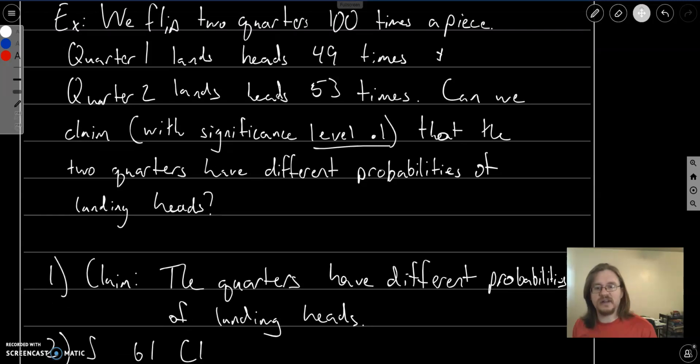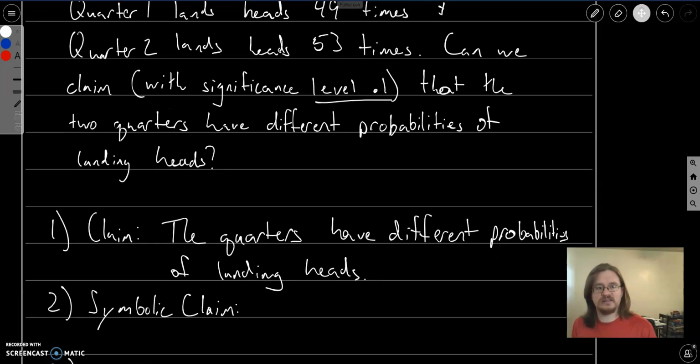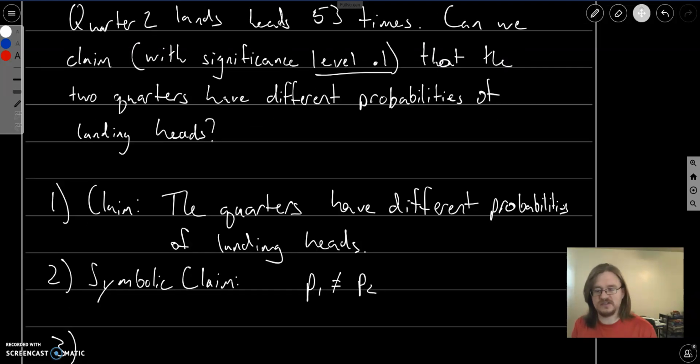And sort of symbolically, what this means is that the two probabilities or proportions that these quarters will land heads, P1 and P2, symbolically we're saying that they're just going to be different, so they're not going to be equal to one another. So far it's just like normal.